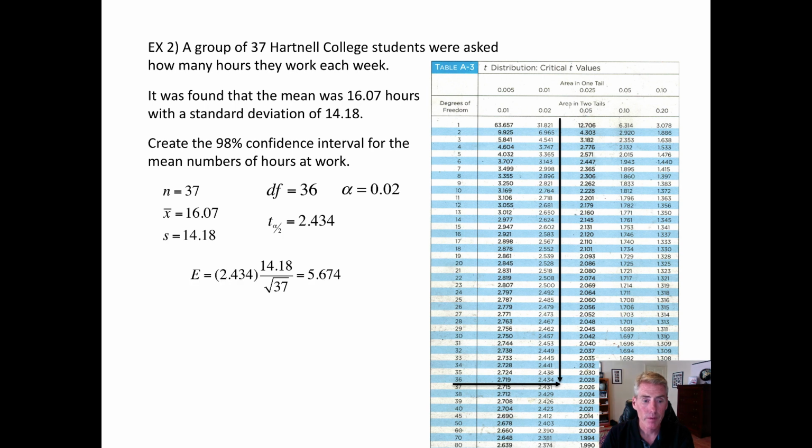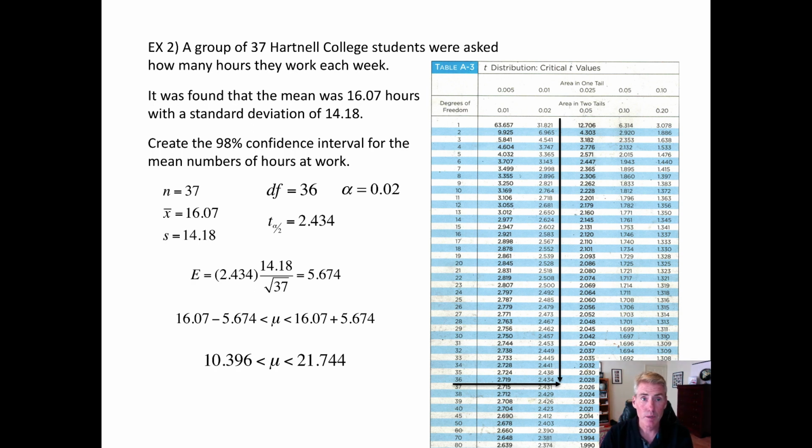Next up, do a little bit of math. So using that formula that I just mentioned, here is the critical value, or t sub alpha over 2. Then this is standard deviation divided by the square root of n. Pop that into a calculator, and it says the error is 5.674. So in other words, people work an average of 16.07 hours, plus or minus the 5.674. So you add the error on the right side, subtract it on the left side, and then there it is.